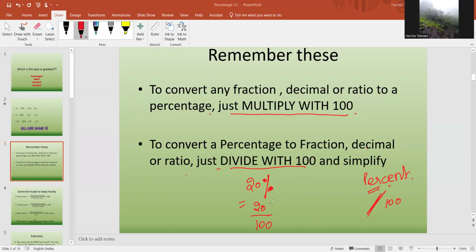And that's about it. You want to convert it to a fraction? Go ahead. You want to convert it to a decimal? Go ahead. You want to convert it to a ratio? First simplify it like a fraction and then write it 1 is to 5. Okay. Let's see next.